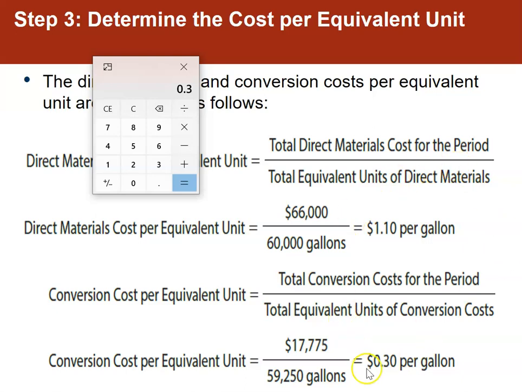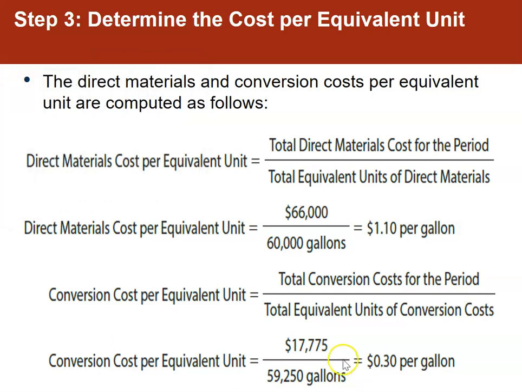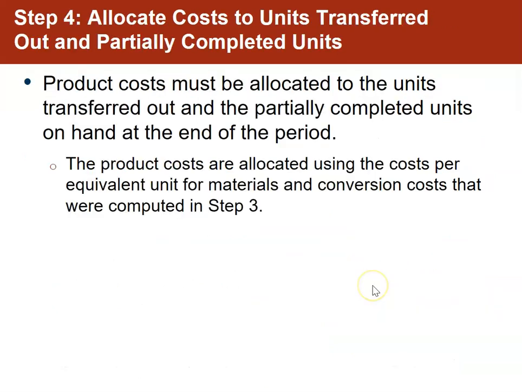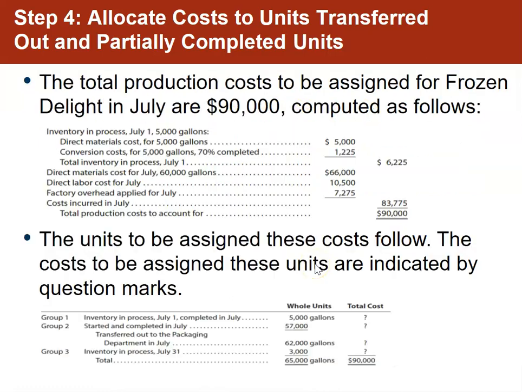Okay, so you're almost always going to have to, at some point, add these two numbers in your homework or on a test to get an answer that you've been asked for in whatever class it is you're in. Okay, so here are these figures. So it says here that these costs must be allocated to the units transferred out and the partially completed units on hand at the end of the period. Okay, and that's good information.